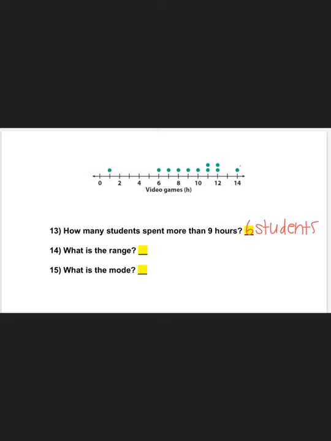Number 14, what is the range? Remember, range is you take your greatest data point, so 14, and you subtract your smallest data point, which is 1. So be careful, there's no data at 0. Just because it's on your number line doesn't mean that's your smallest. So 14 minus 1 would give me a range of 13. Number 15, what is the mode? Mode, most, what happens most often? And then in this case, there's 2 modes, 11 and 12.